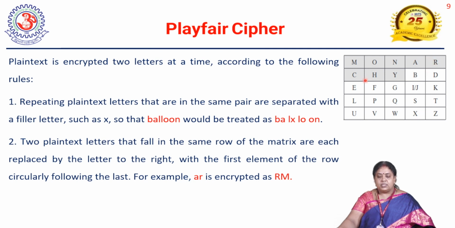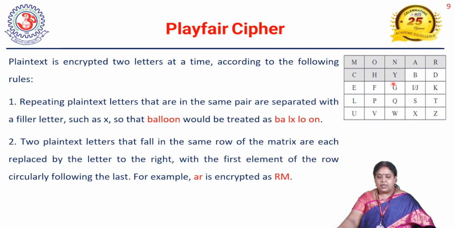Now see, we have to encrypt AR. So AR is in the same row. So in place of A, we are substituting the right letter, that is R. In place of R, we are substituting the right letter, that is M. We have to view this in a circular fashion. So we are going to get RM. So AR is encrypted as RM.